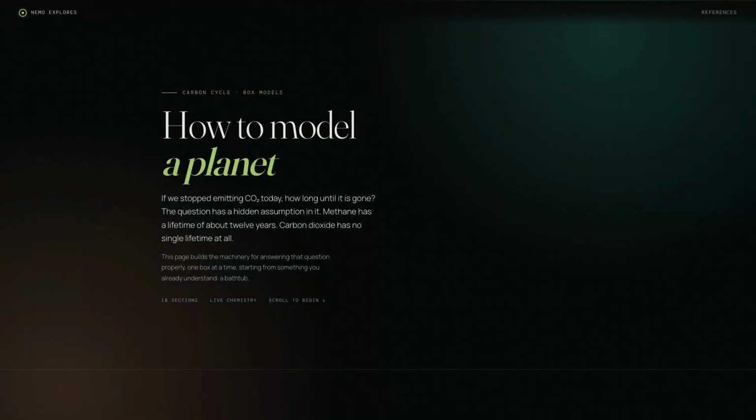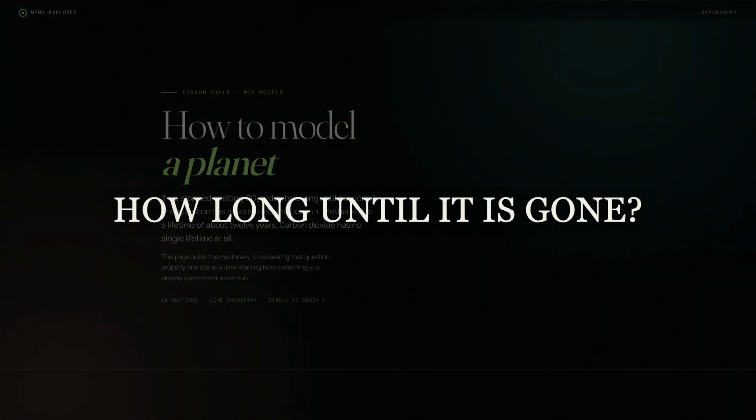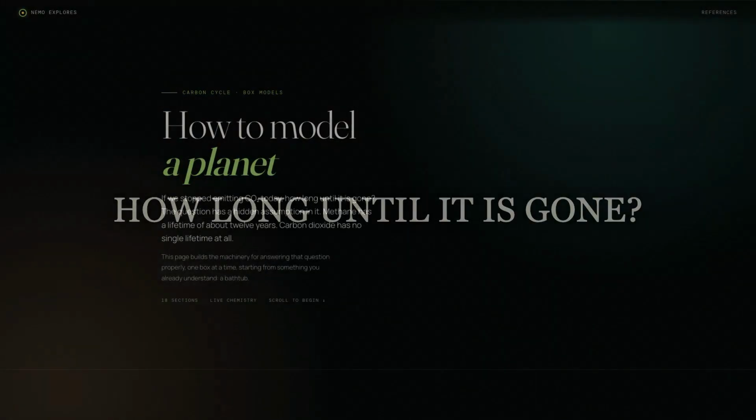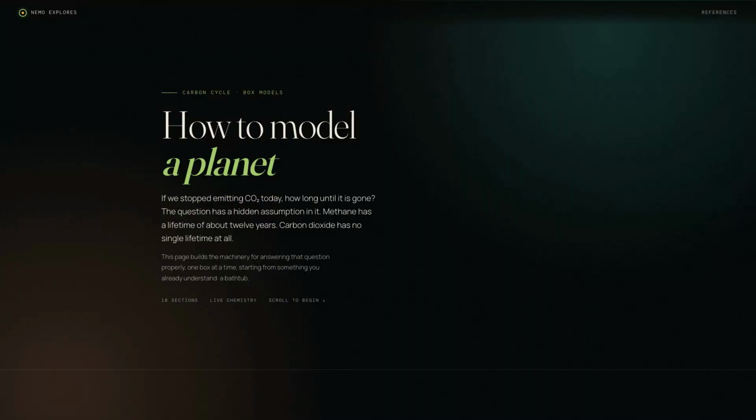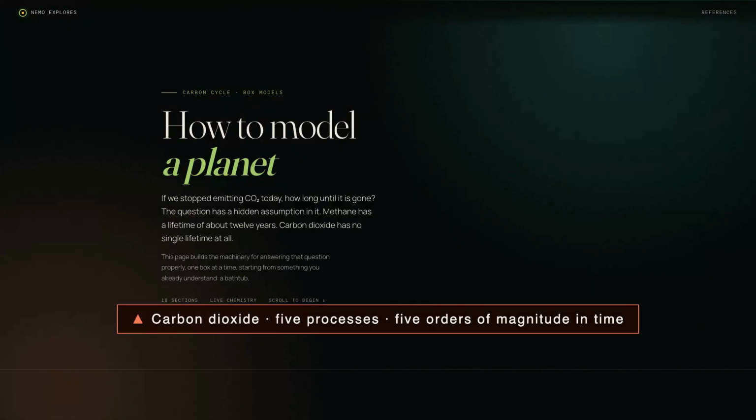If we stop burning fossil fuels today, every car, every furnace, every power station, all at once, how long until the carbon dioxide is gone? The question sounds simple, and there is an assumption hiding inside it. Methane has a lifetime of about 12 years. Carbon dioxide has no single lifetime at all.